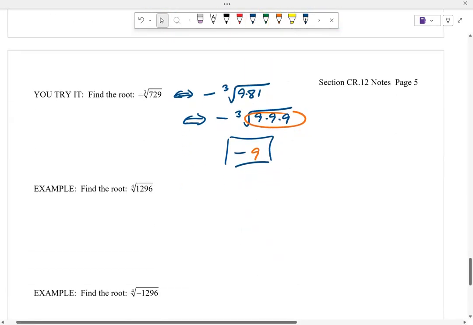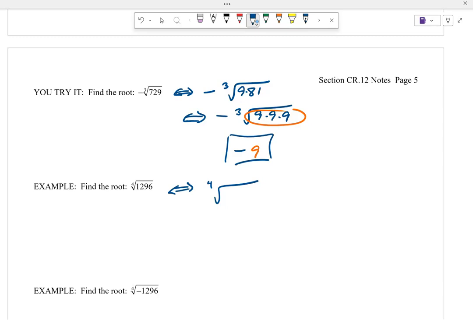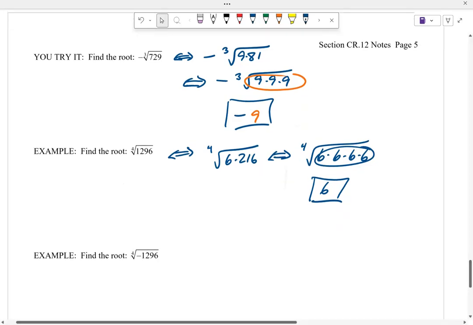All right, let's do a higher power. How about a fourth root of 1296? The fourth root of 1296. Well, 1296 does go into 6. It's 6 and 216. And then 216 is 6 times 6 times 6. So see how we have 4 of a kind. So this just ends up being 6.